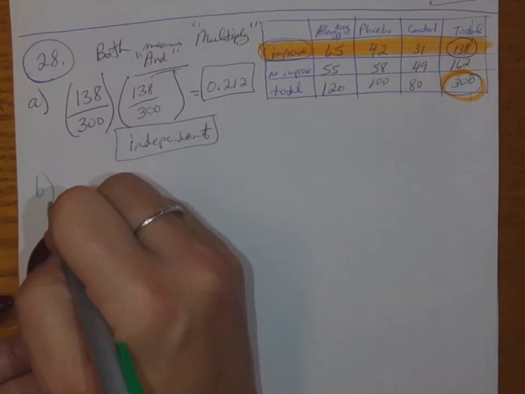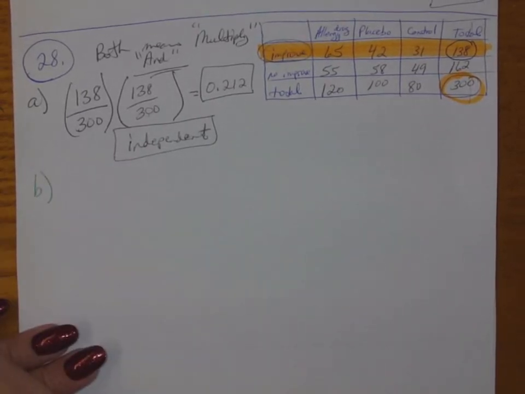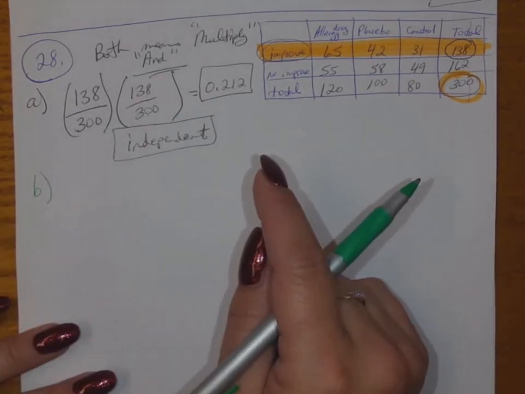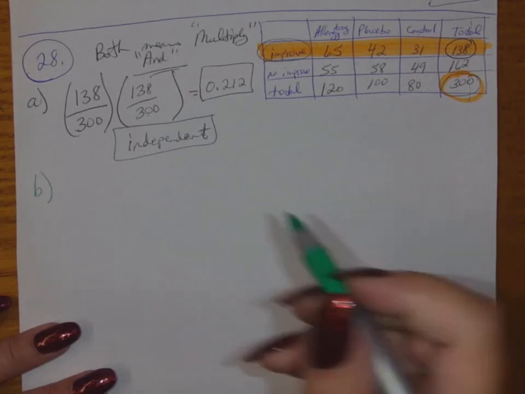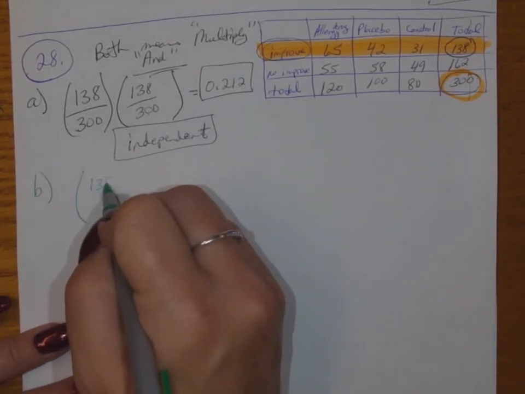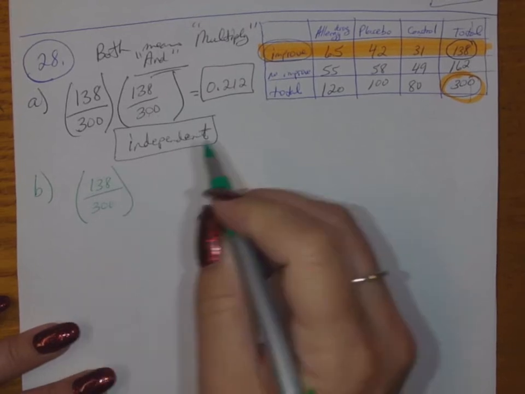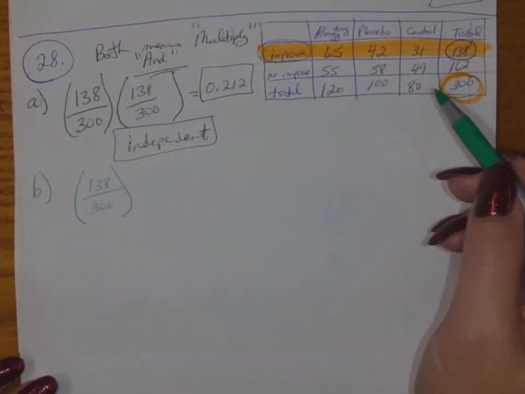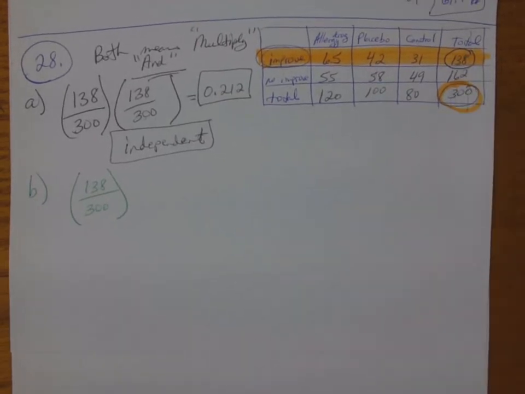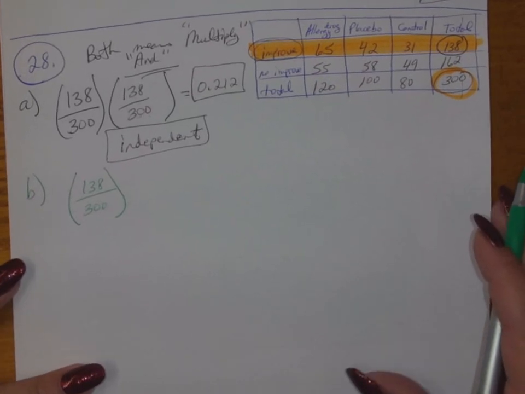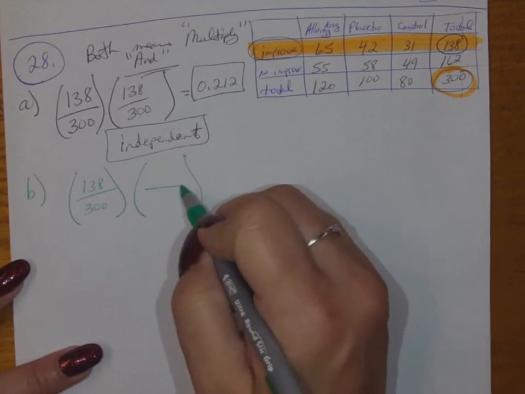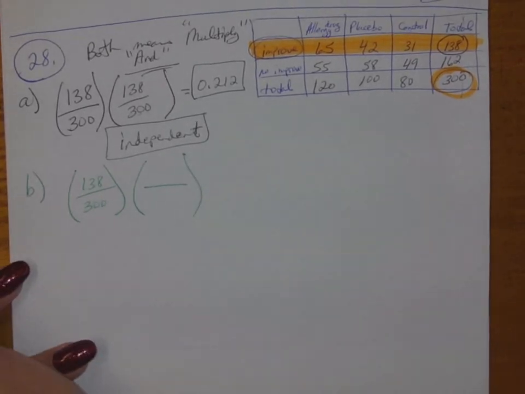Part B. Part B says, if two selections are made without replacement, find the probability that both people improved. So this one's a little more catchy, because the probability for the first guy I pull having improvement, that's still the same, 138 out of 300. Okay, that's no big deal. But the deal is I kept that guy. Okay, I'm not putting him back in. So when I go to pull my second one, and again, it's an "and" situation, I want both people to have improved.